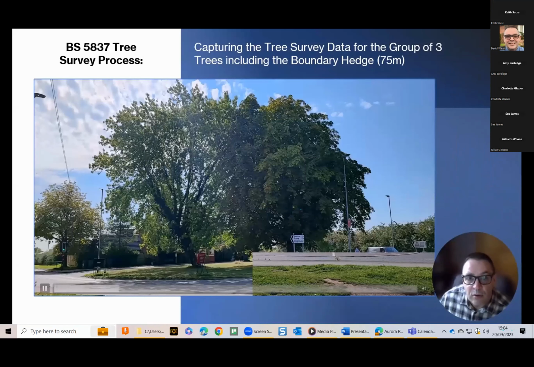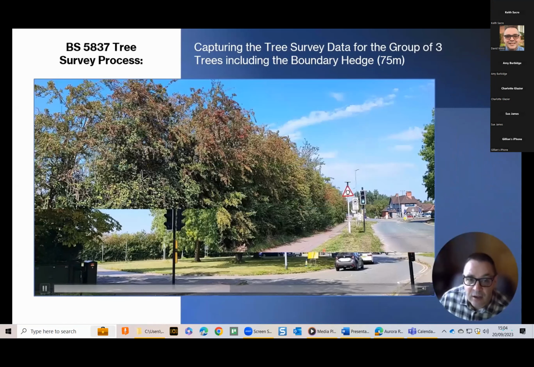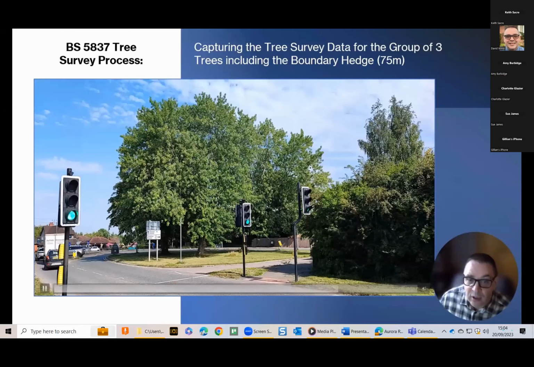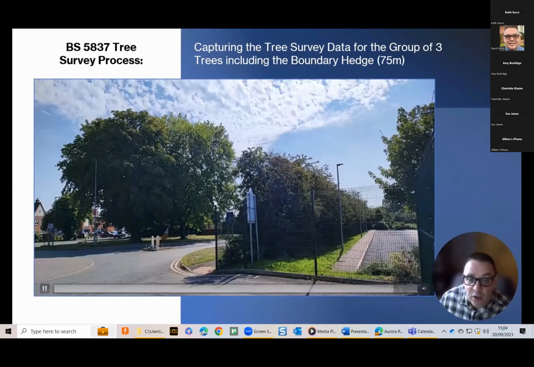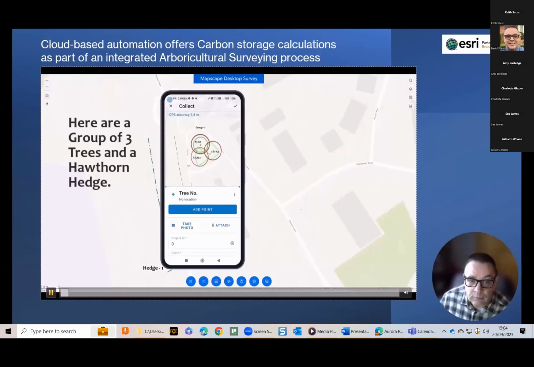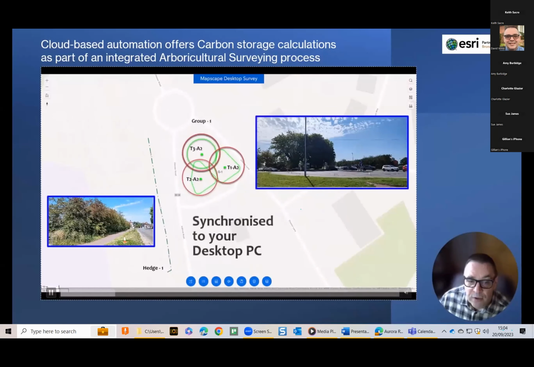Using this example of a group of 3 trees, including a boundary hedge at 75 metres in length, 4 metres in height and approximately 1.8 metres in width, let's have a look at how these carbon storage calculations will impact tree survey data capture and tree reports. Using Mapscape's GIS digital mobile and desktop mapping tools, here are a group of 3 trees and a hawthorn hedge, collected on your site using your mobile phone, synchronized to your desktop PC.